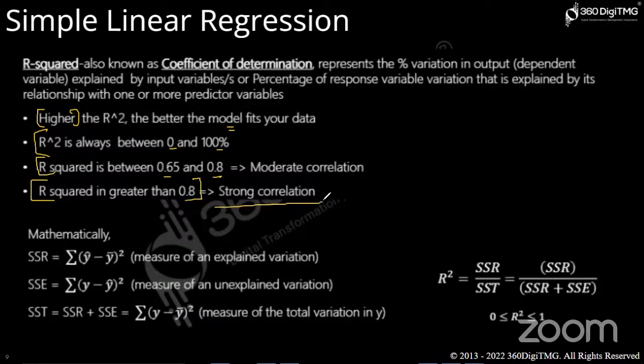We have a formula where we can calculate the R squared value. It is greater than or equal to 0 and less than or equal to 1, so it will be between these values, that is, between 0 and 100 percent.